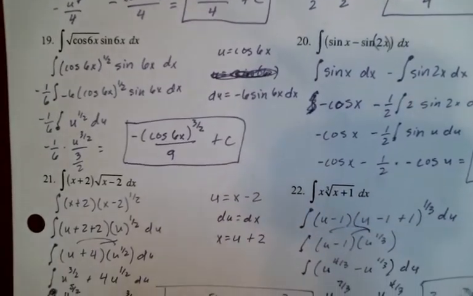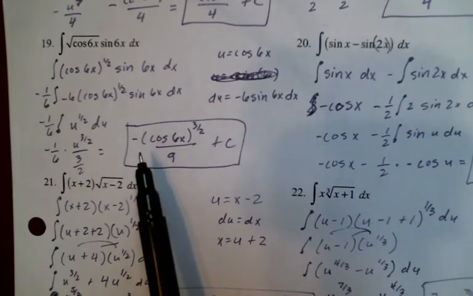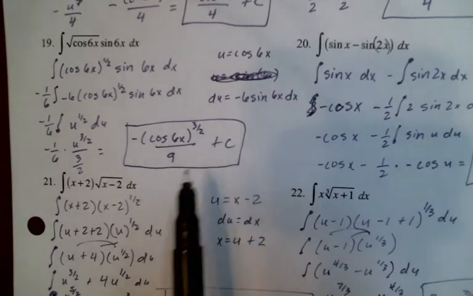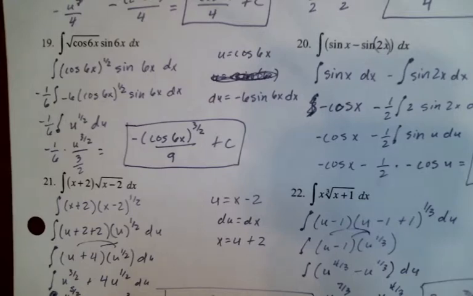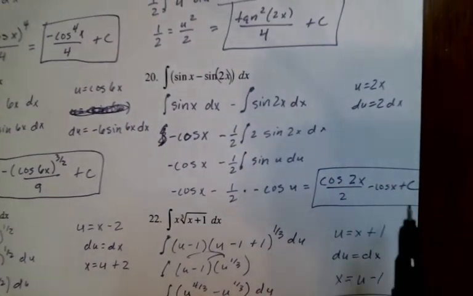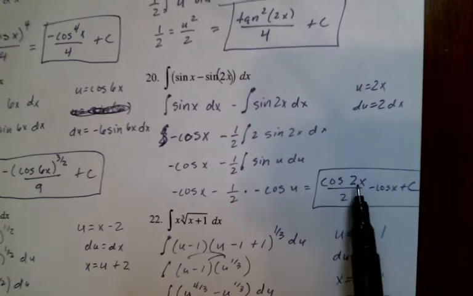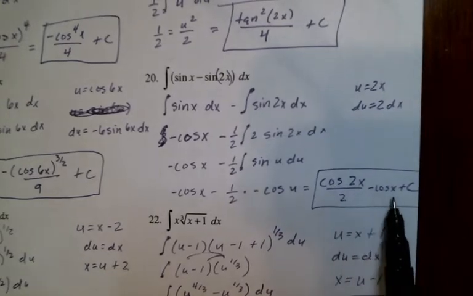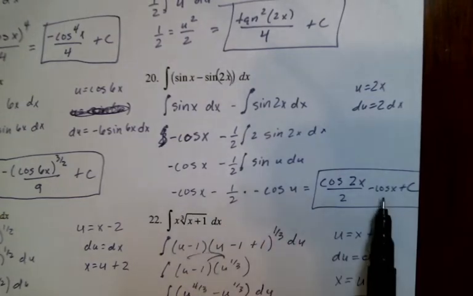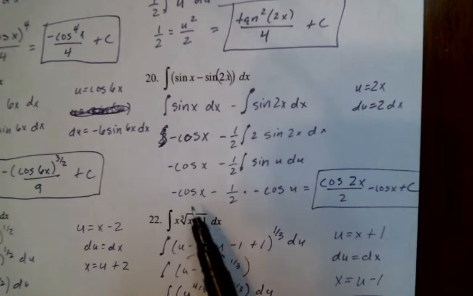19 would be negative cosine of 6x raised to the 3/2 over 9 plus c. 20 is cosine of 2x over 2 minus cosine x plus c. I did this first and then just put that on the end down there. So I took care of that, and then I just moved that to the end.